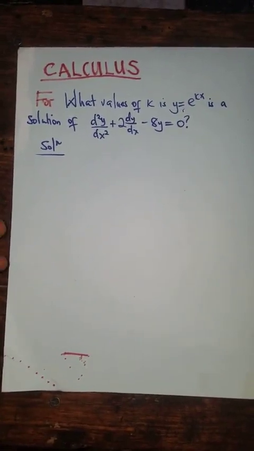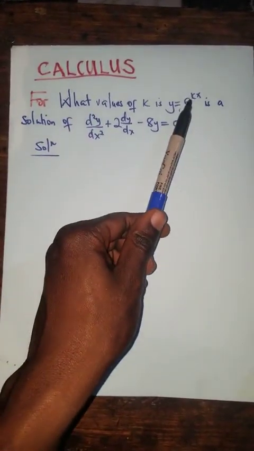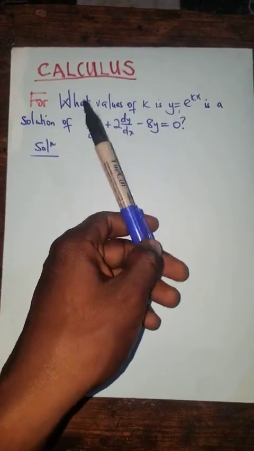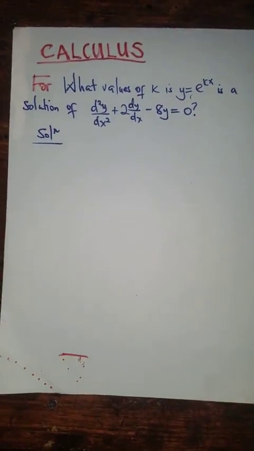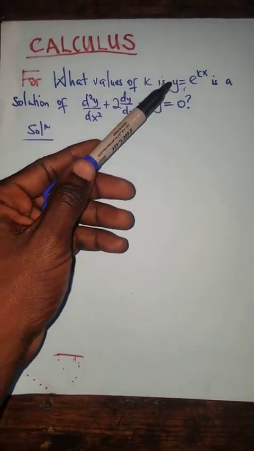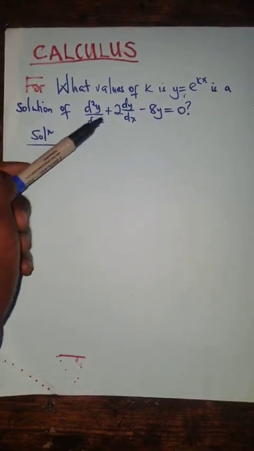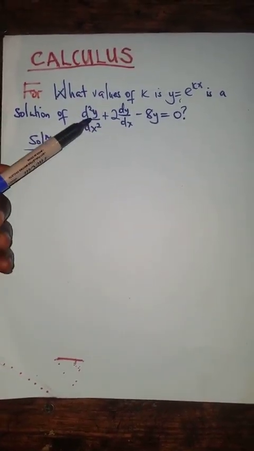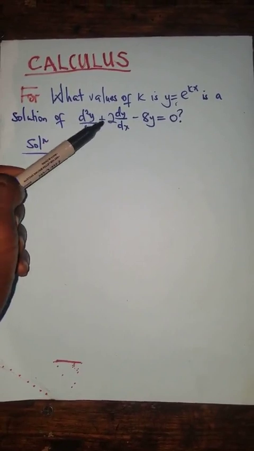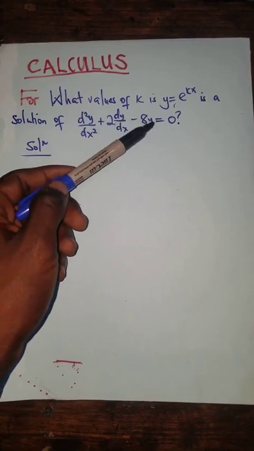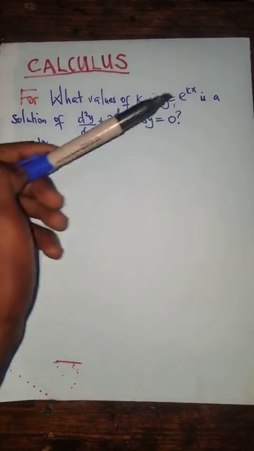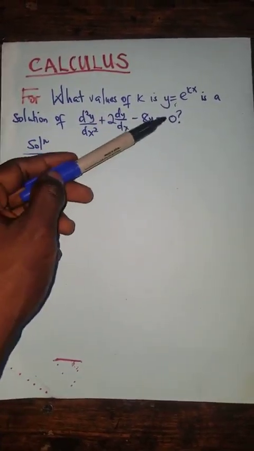So what we simply need to do here is find the value of k that satisfies this differential equation. We look at what we're given in this equation. We need to find the second derivative, then add 2 times the first derivative, then minus 8 times the same function y. This has to be equal to 0.